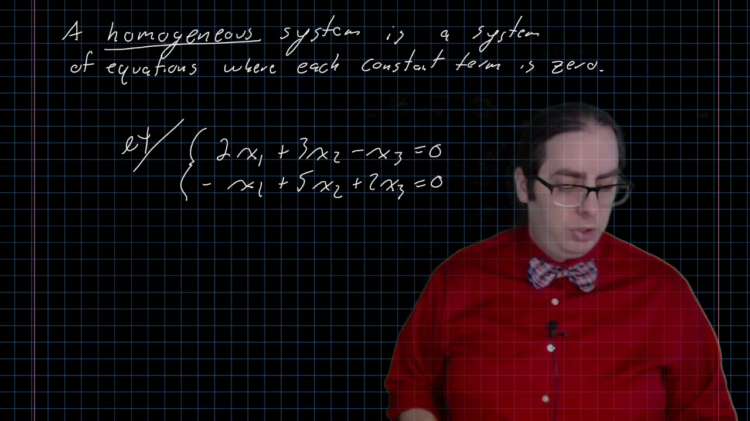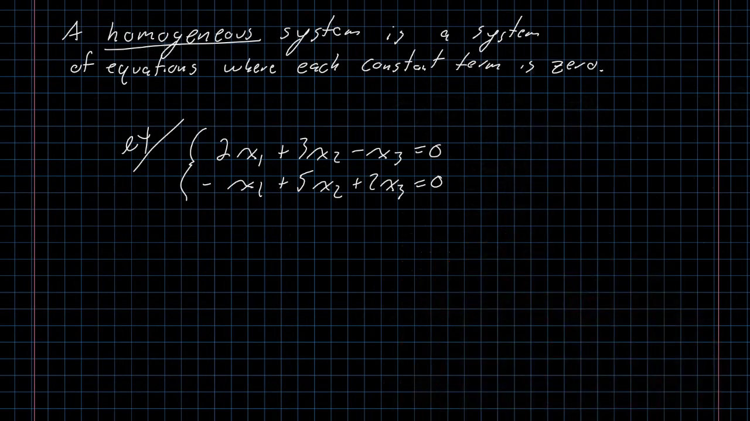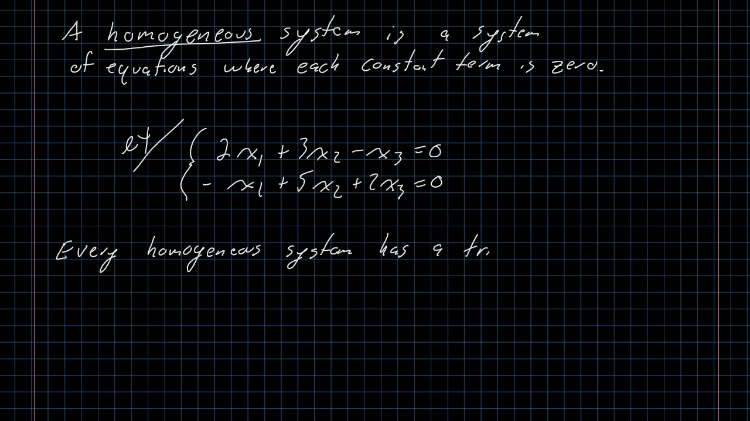Now, for every homogeneous system, there is what we call a trivial solution. That trivial solution is that vector x is the 0 vector. If you plug in 0 for every variable in the equation, it will always work out. It will always be true.